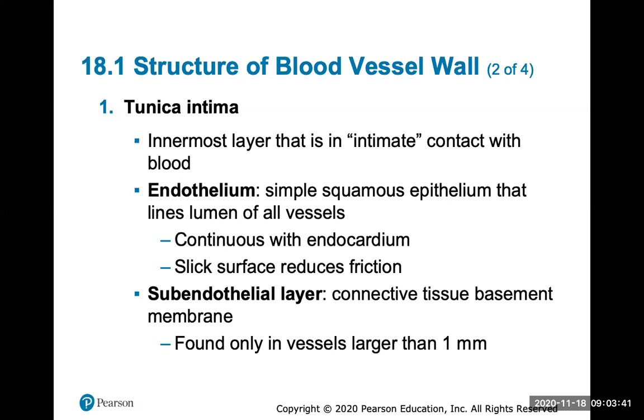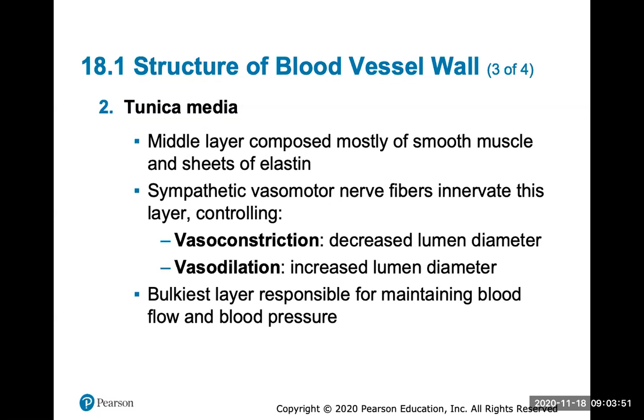So here's the tunica intima, the innermost layer. It's in intimate contact with the blood. It's made up of the endothelium and subendothelial layer. The tunica media is the middle layer composed mostly of your smooth muscle and sheets of elastin. And here's where we have your sympathetic nervous system control, causing vasoconstriction or vasodilation, which will decrease or increase the lumen diameter with nervous system stimulation.